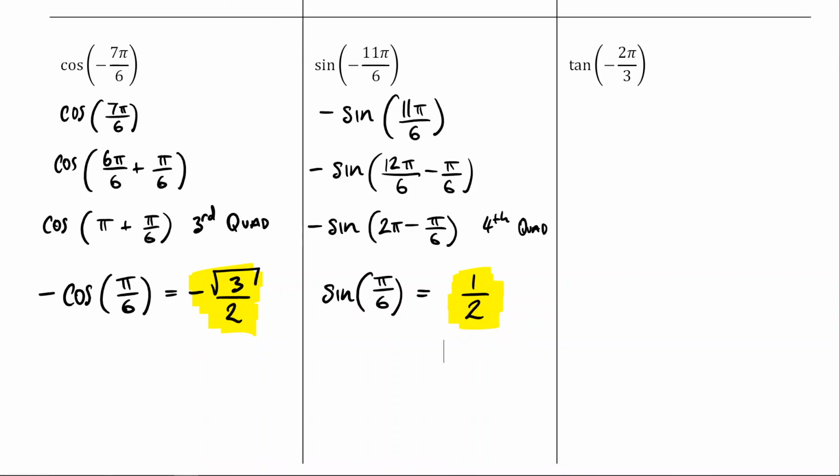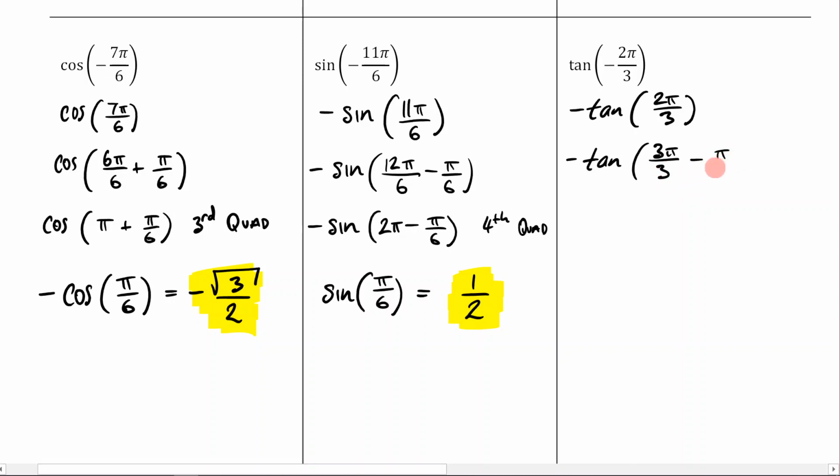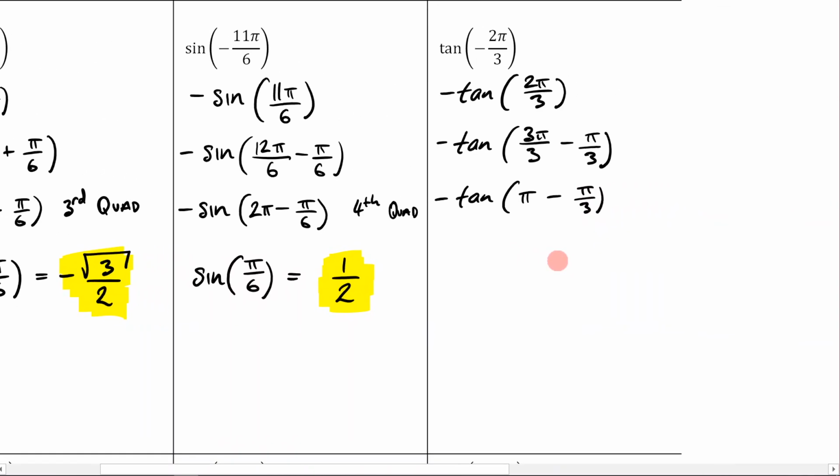All right, the last one here. I'm going to take this negative out the front. Whoops. 2π/3. Then I'm going to rewrite this as negative tan, and I'll rewrite it as 3π/3 minus π/3. And then once I've done that, I'll rewrite it once again as this, because now it's very easy to see that this is going to be in my second quadrant.